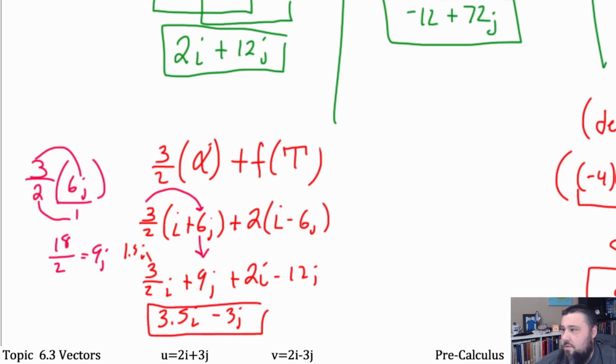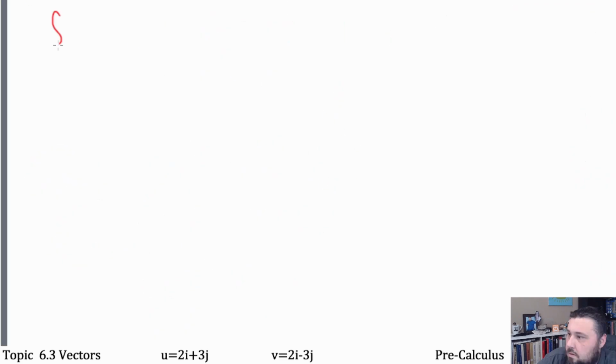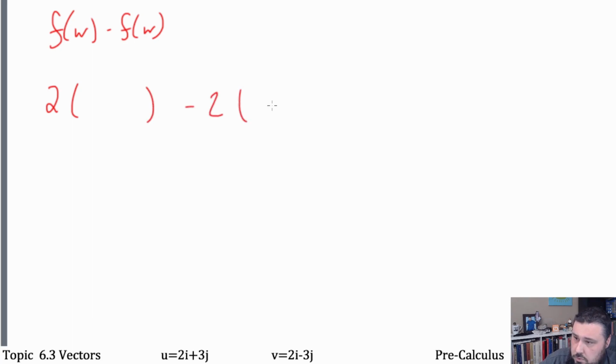Let's clear the canvas for fw minus fw. We know f is our scalar 2, so let's just go ahead and do that. And w is negative i minus 6j. Here we have 2 times negative i, so negative 2i, minus 2 times negative 6j, so 12j.